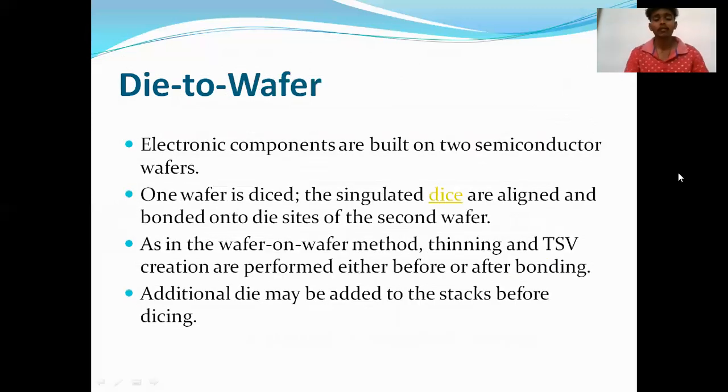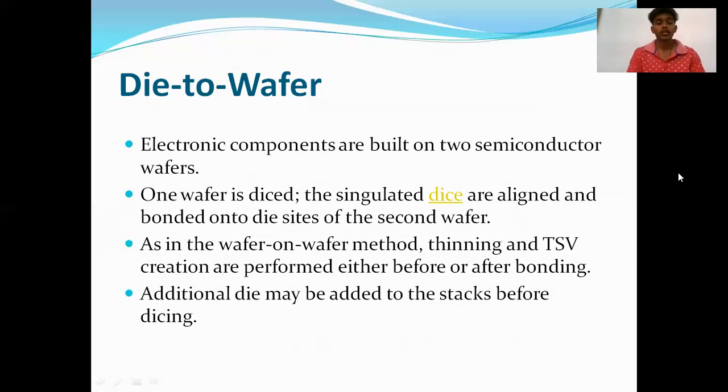Coming to the die to wafer method, electronic components are built on two semiconductor wafers. On one wafer, the singulated dies are aligned and bonded onto die sites of the second. As in the wafer on wafer method, thinning and TSV creation are performed either before or after bonding. And additional dies may be added to the stacks before dicing.